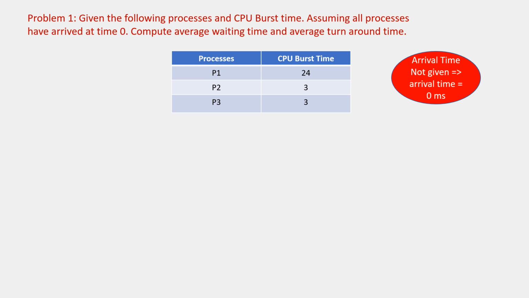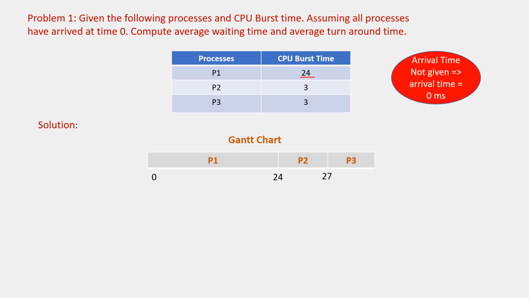So in this example, first we have to draw a Gantt chart. To draw a Gantt chart, you need to draw a table like this, wherein you specify which process starts at time 0, and next, how much time it takes. P1 here has a CPU burst of 24. So that means from 0 to 24, it will take time for execution. So the CPU is allocated to P1 for 24 milliseconds.